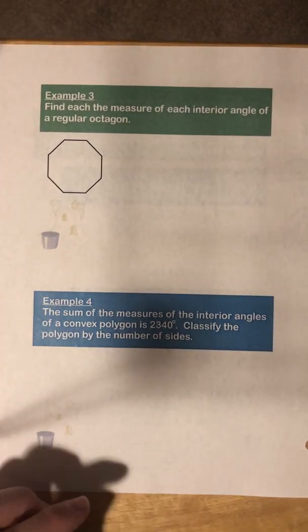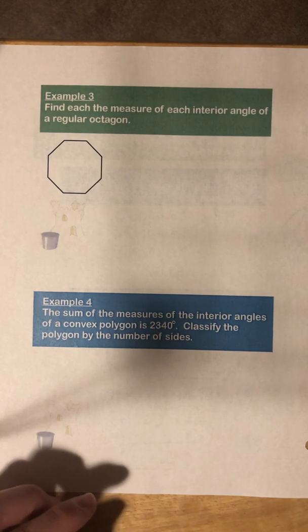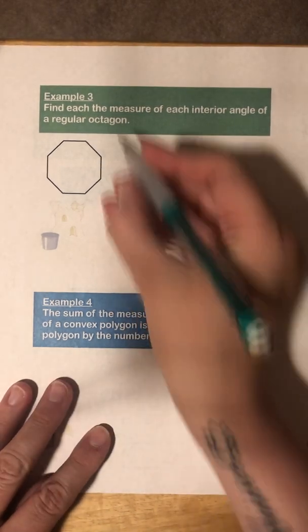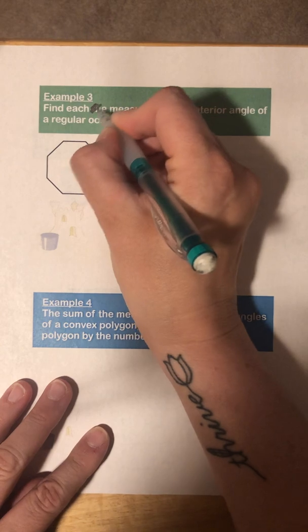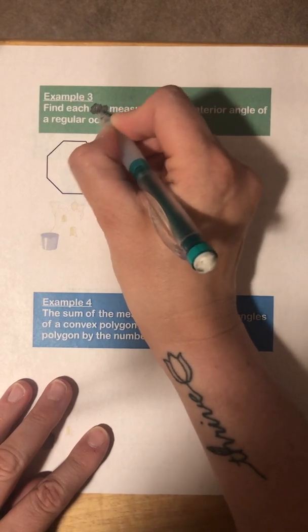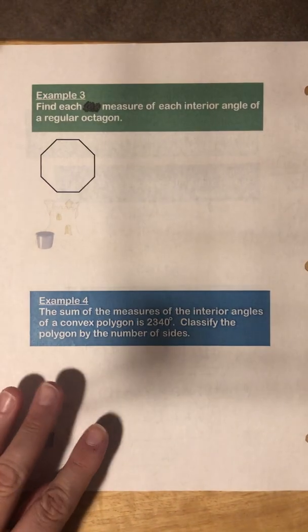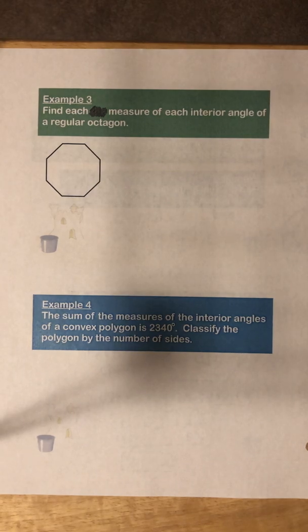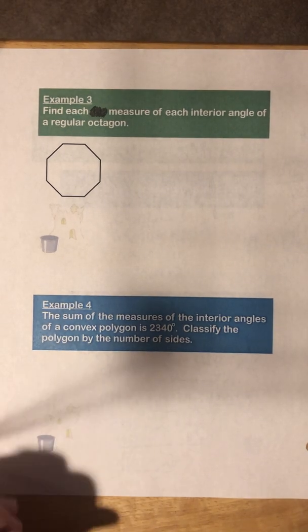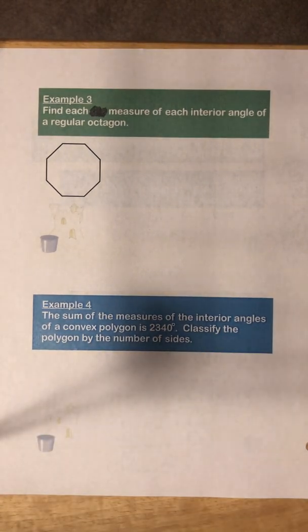Example 3 says find each, typo, that doesn't make much sense, does it? Let's get rid of that word, the. Okay, find each measure, or maybe it should just say find the measure of each interior angle, whatever, just get rid of one of those words, sorry. Find the measure of each interior angle of a regular octagon.